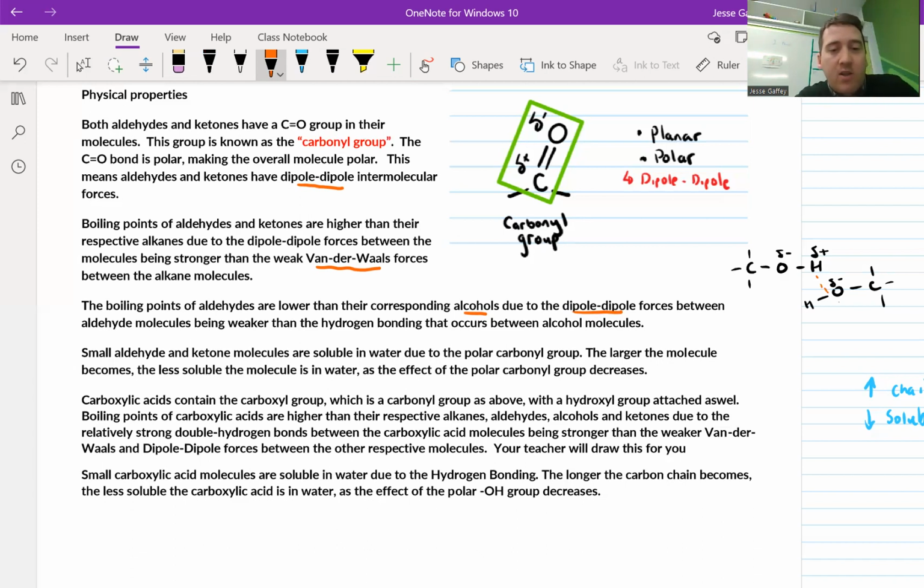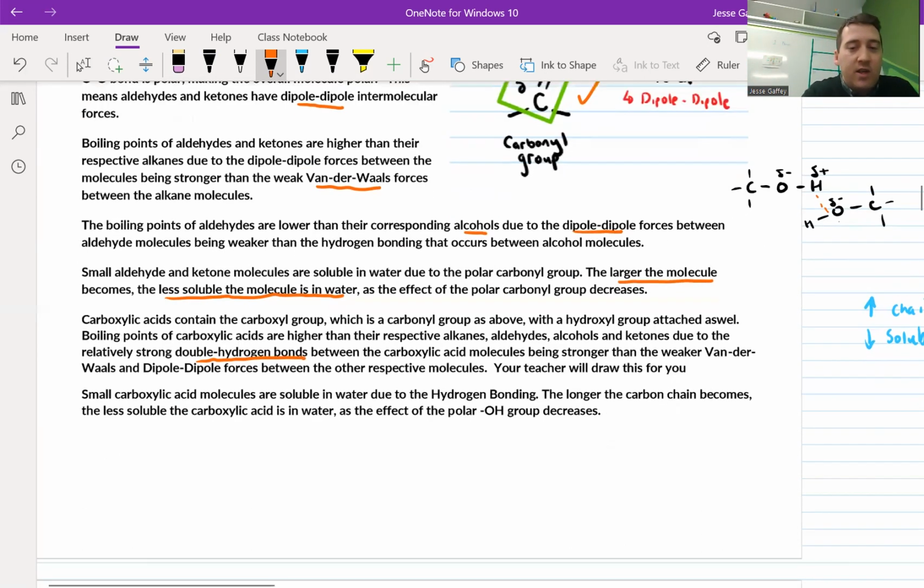All right, so small aldehyde and ketone molecules are soluble in water due to the polar carbonyl group. And here's the relationship: the larger the molecule, the less soluble the molecule is in water, as the effect of the polar group decreases. Carboxylic acids contain a carboxyl group, which is a carbonyl group as above, so it's got this here, but it also has the hydroxyl OH group attached as well. Boiling points of carboxylic acids are higher than their respective alkanes, aldehydes, alcohols, and ketones due to the relatively strong double hydrogen bond. So the strongest intermolecular forces exist between the carboxylic acids. This gives them higher boiling points, higher melting points, and better solubility.